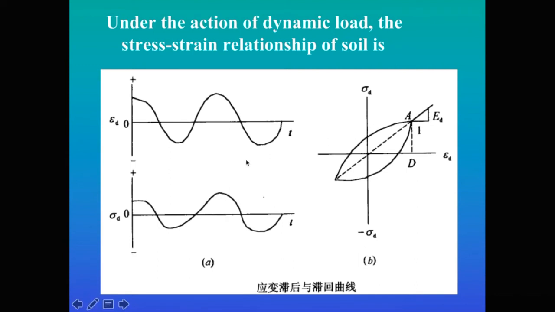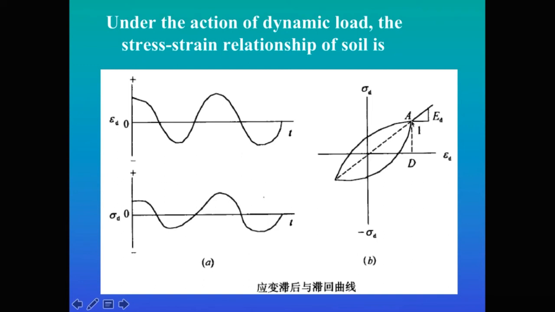Now let's see the stress-strain curve of the soil under dynamic load. We can find that it's a loop. The upper one is a loading curve, and the lower one is an unloading curve. And these two branches combined create a loop.